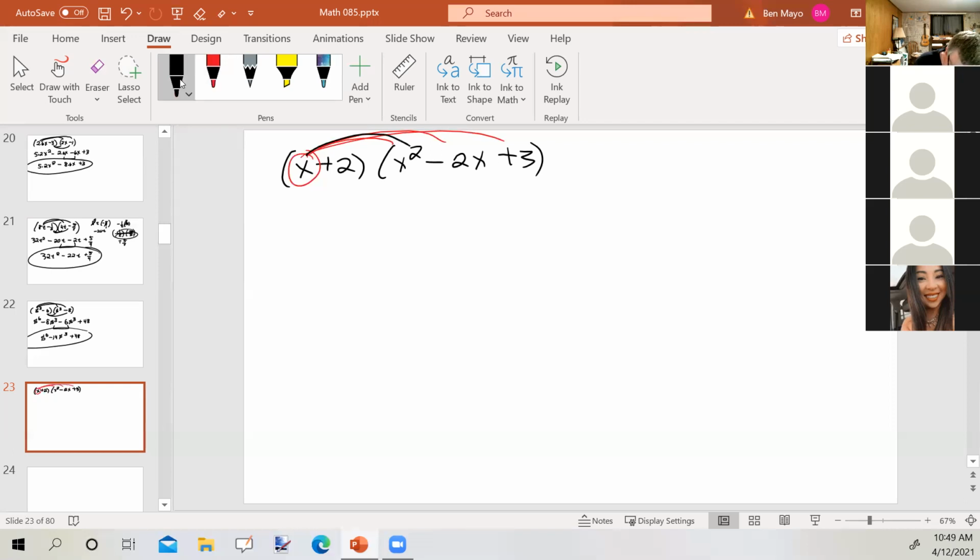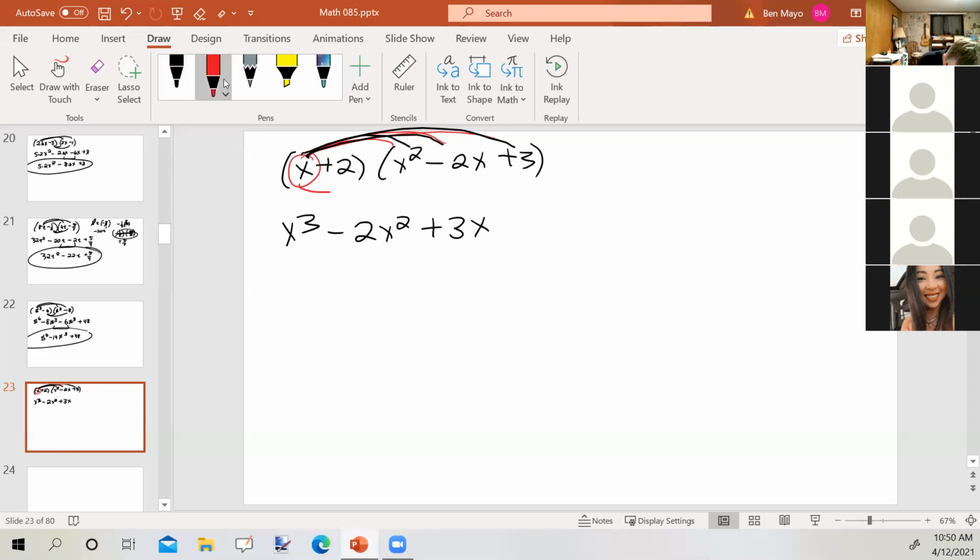So we're going to get x times x squared is x cubed. X times minus 2x is minus 2x squared. And x times a plus 3 is plus 3x. Now that I've exhausted all of the combinations of that first term in the first polynomial by each term in the second polynomial, I'll move over to the second term in the first polynomial. I'll take 2 times x squared, which is 2x squared, 2 times minus 2x, which is minus 4x, and 2 times 3, which is 6. So I actually end up with 6 products, not just 4.